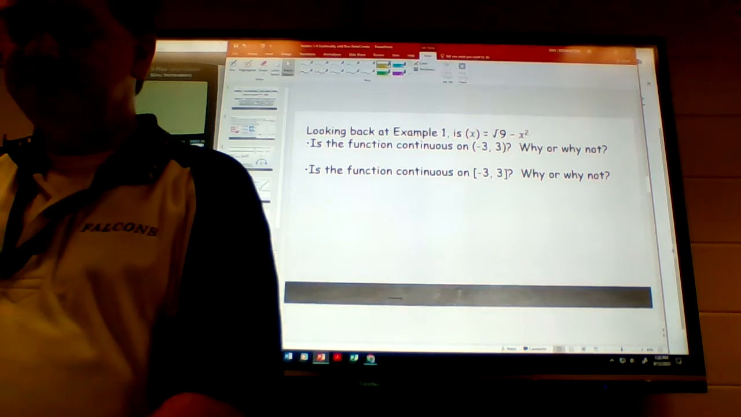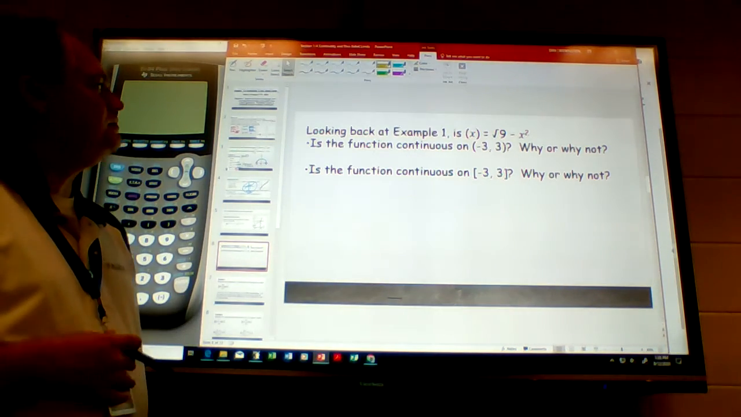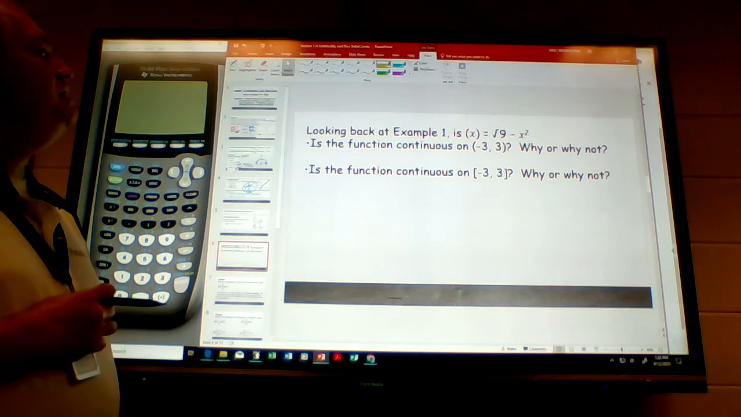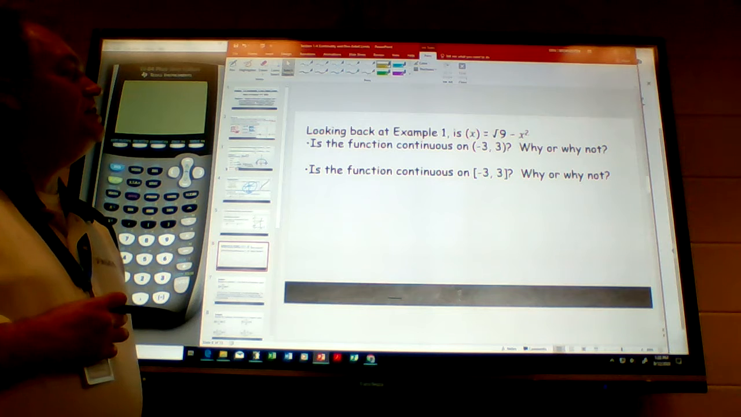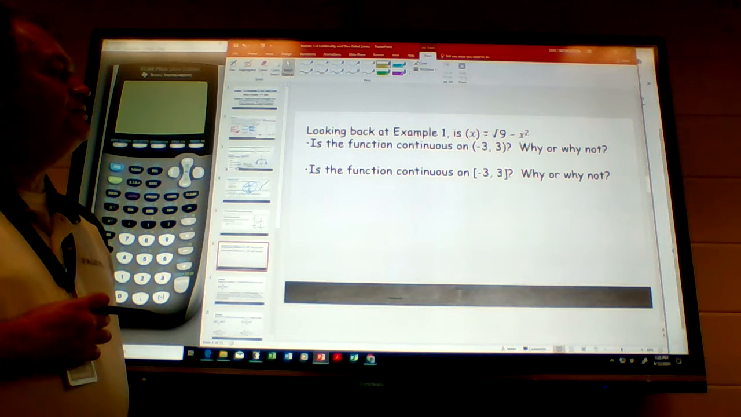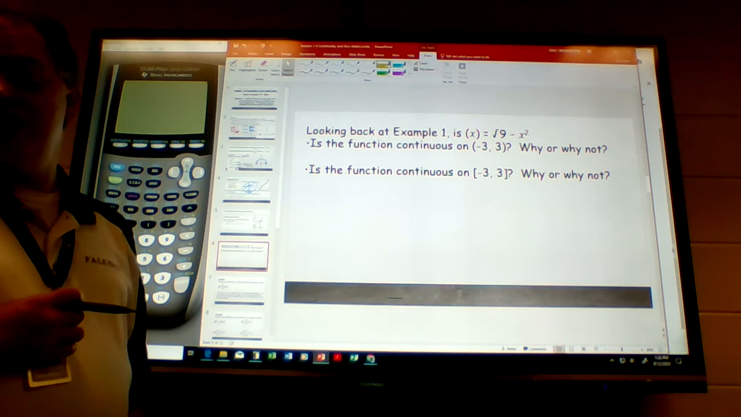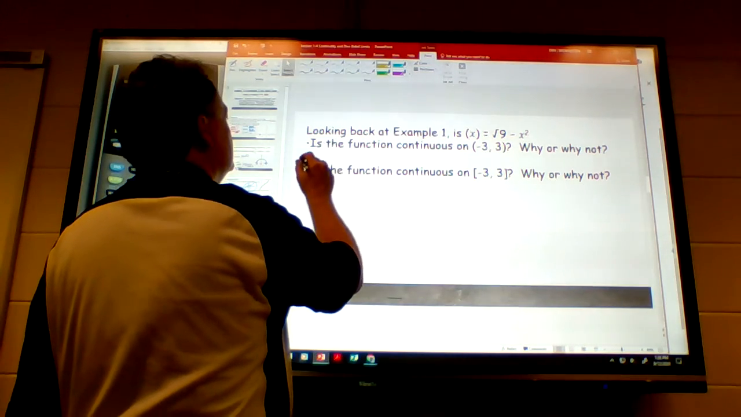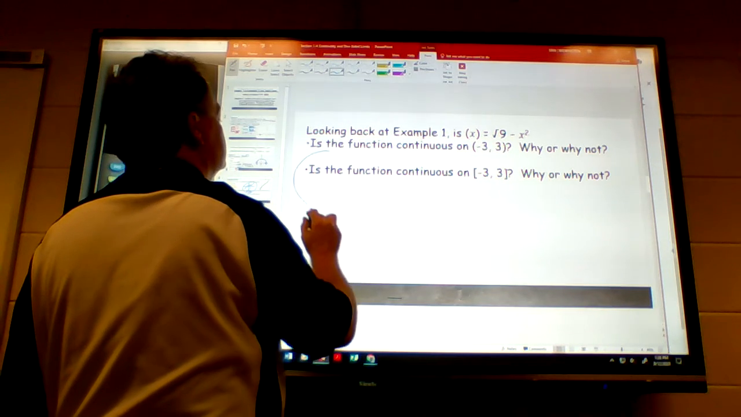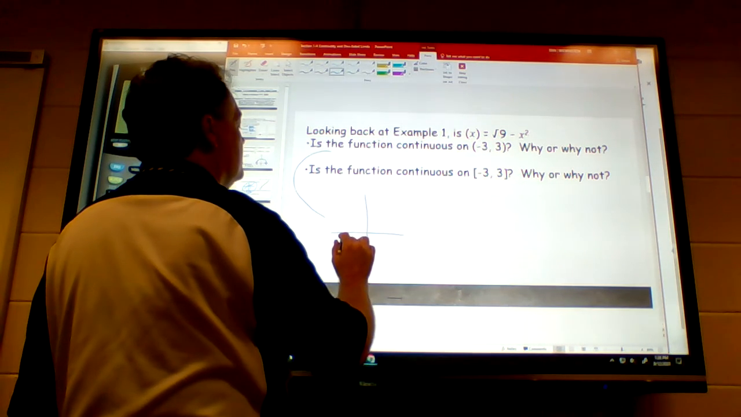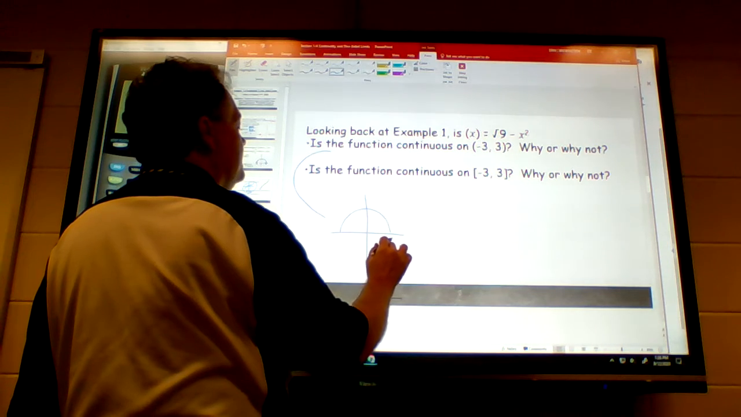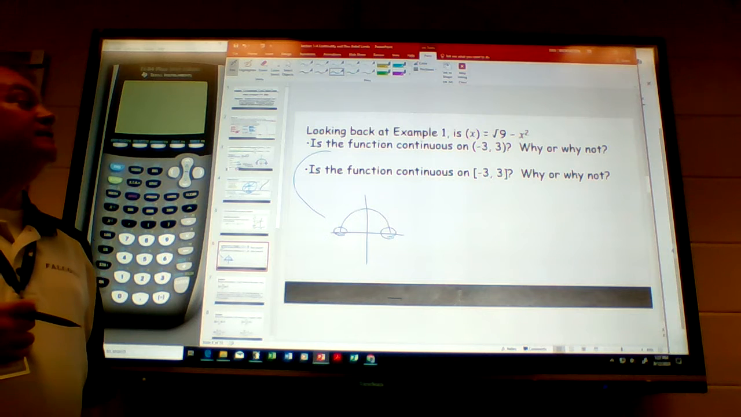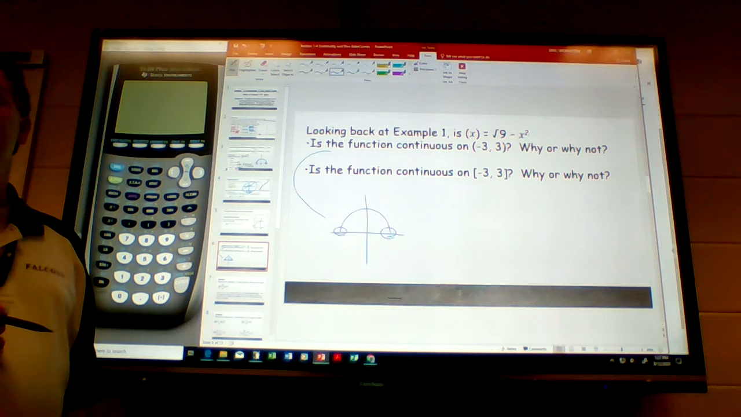All right, now, let's try this example real quick, and I'm going to show you how this is different. Okay, number one, is the function continuous on the open interval from -3 to +3? And we'll talk about that. This is what it will look like. The curve is going to look like that, but it's going to have an open dot on both sides. Is it continuous on the open interval? And the answer is no.